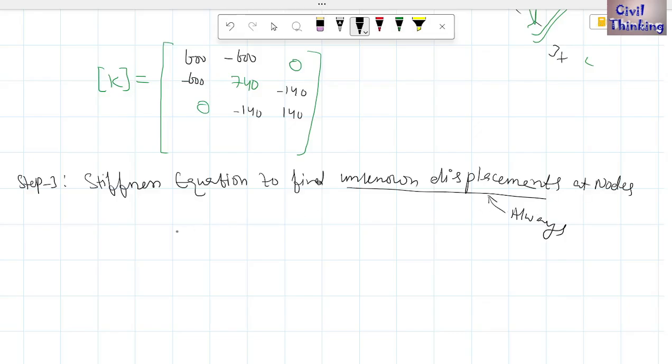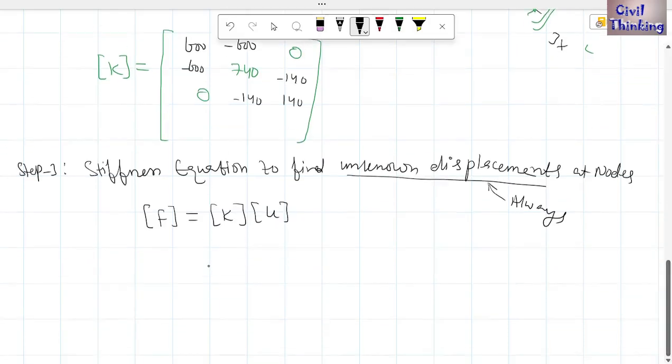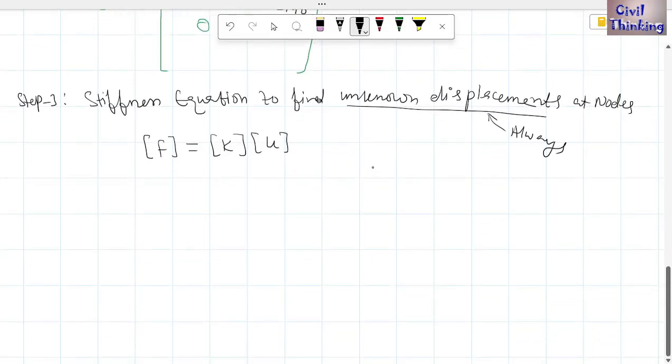So what is the stiffness equation? The global stiffness equation is F is equal to K times U. F is the load matrix, K is the global stiffness matrix, and U is the displacement matrix. I have told you in the previous class the order is degree of freedom times 1, so it is 3 cross 1. The stiffness matrix is degree of freedom times degree of freedom, so it is 3 cross 3, and the order of the displacement matrix is degree of freedom times 1.